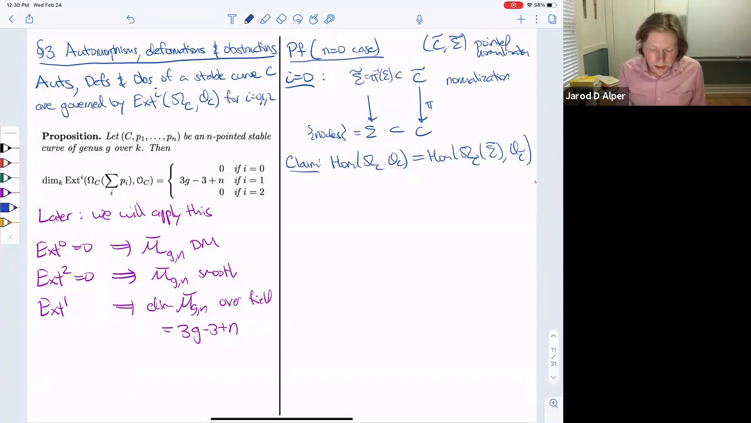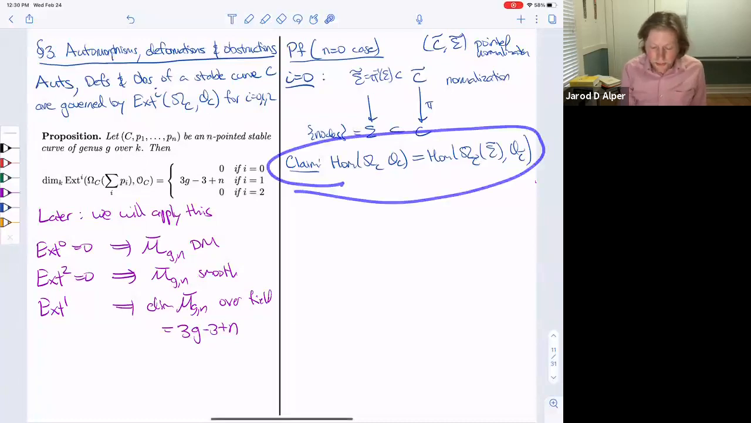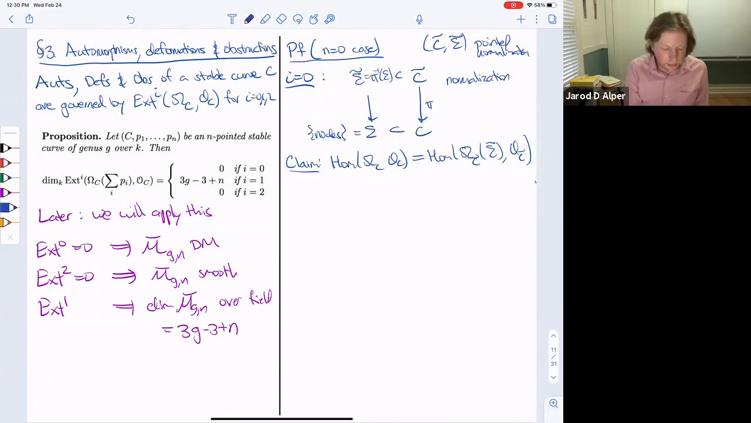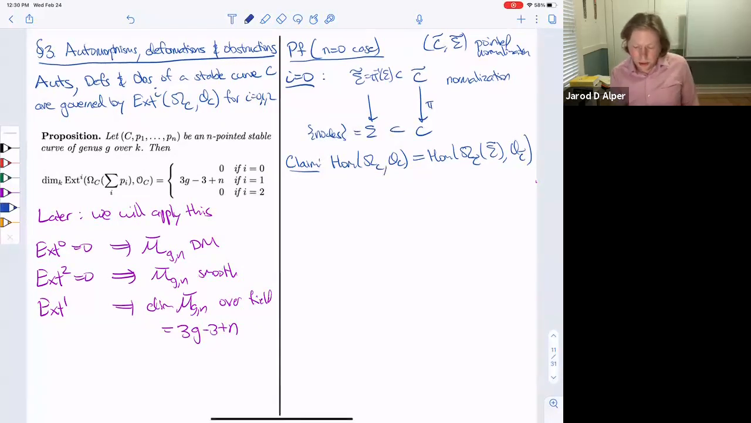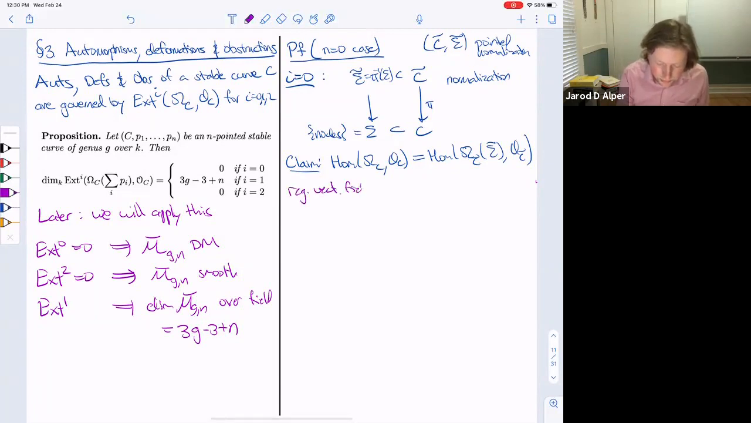So what we need is the claim here. The claim is that there's an identification that homomorphisms from big omega_C into O_C are the same as homomorphisms from the twisted sheaf of differentials to O_{C tilde}. In other words, what this says is that regular vector fields on C are identified with regular vector fields on C tilde vanishing at preimages of nodes.